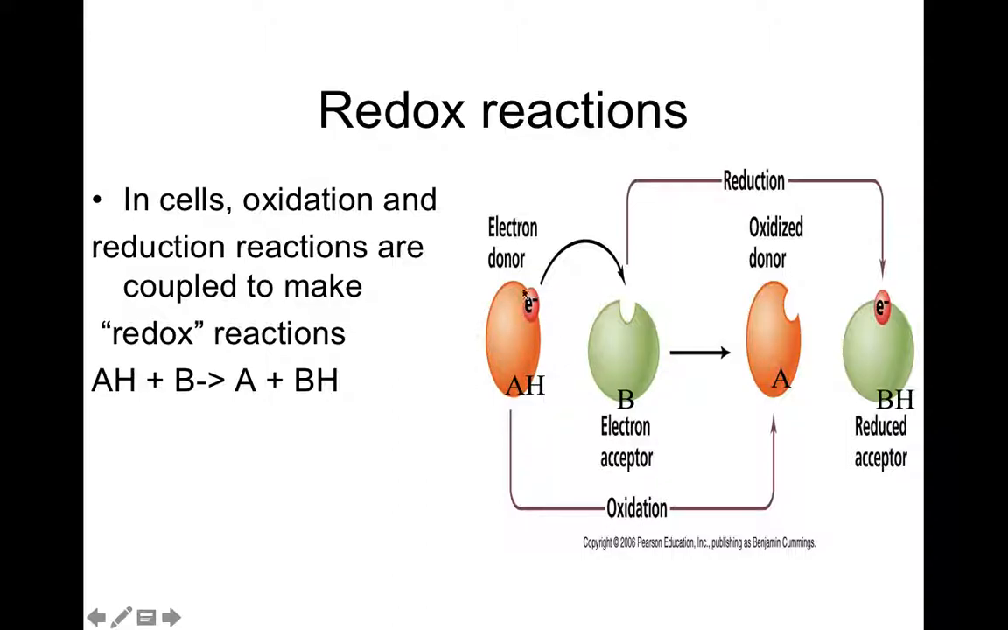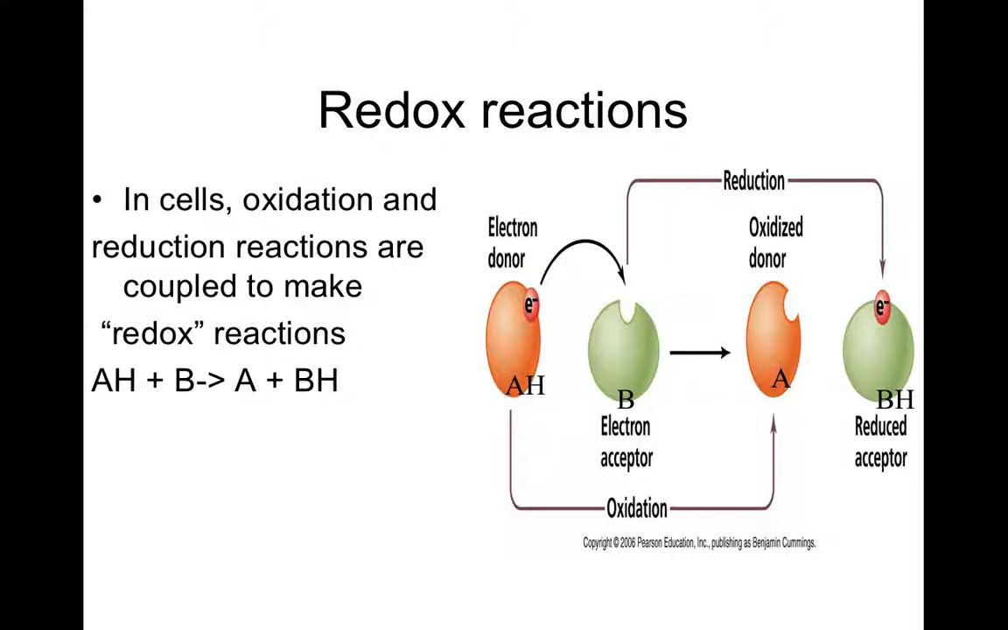So as a result, we would say that AH is oxidized. This is our oxidized molecule here, an end product. And B is going to be reduced. It's going to accept the electron. So AH lost the electron, lost the hydrogen atom. B was reduced. It received the electron, it received the hydrogen atom.